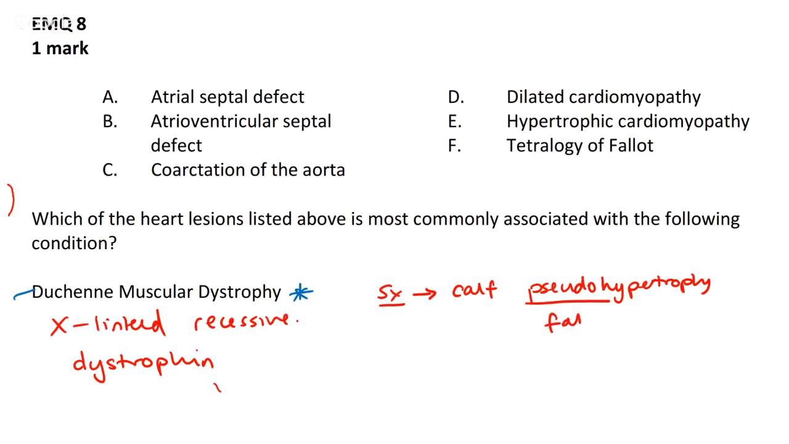So it's replaced with fat, which is why it's called pseudo-hypertrophy. What else do you see? If you ask them to stand up, you'll see Gower sign, which is when they use all fours to try and get up to a standing position. You might see some sort of waddling gait, or they might have falls. So they'll have difficulty walking is what I'm trying to get at.